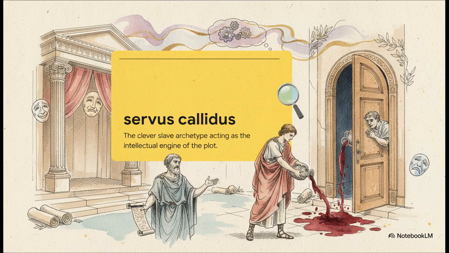He serves as the definitive servus callidus. He's the clever slave acting as the intellectual engine of the plot, serving as the ultimate cynical counterweight to Phaedromus's poetic idealism. At one point in the text, Phaedromus literally pours wine on the doorway in this totally absurd attempt to bribe the old doorkeeper. It's Palinurus who steps in with brutal, pragmatic realism, diagnosing the lover's disease, and highlighting to the audience just how utterly ridiculous this physical action on stage really is.